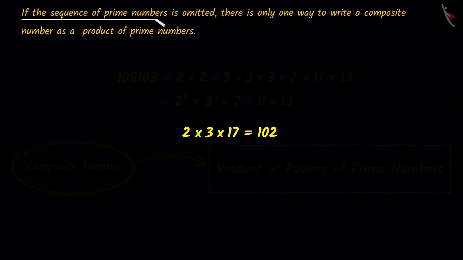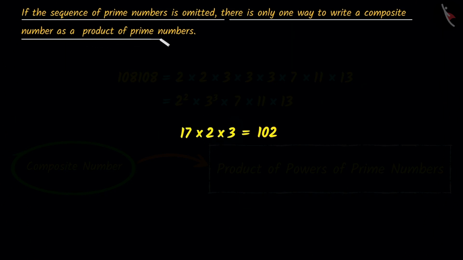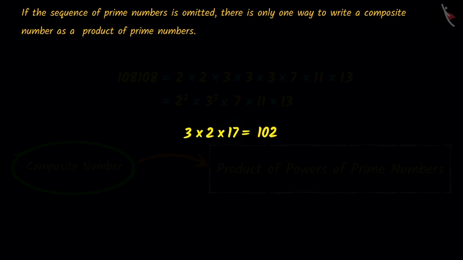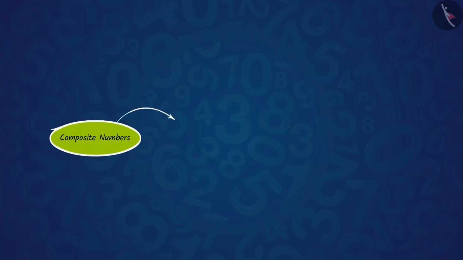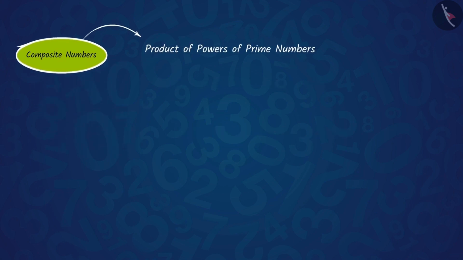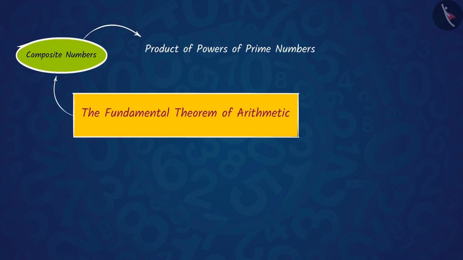And if the sequence of prime numbers is not taken into consideration, then a composite number can be written in the same method as the powers of the prime numbers. You can check this theorem by trying out some more examples of similar kind. This is a true statement which plays an important role in the study of integers. This is the reason why this statement is called the fundamental theorem of arithmetic.